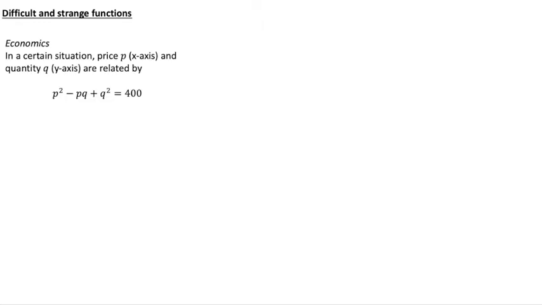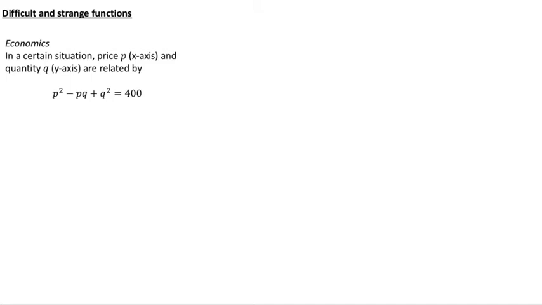Okay, we can also make some very difficult and strange functions using implicit functions. In economics, in certain situations, we might have that the price, which we give the label P for price, obviously, and quantity is Q, and you can see which axis these are going to be on in a moment. And they're related by this equation, p squared minus pq plus q squared equals 400. Now this isn't the place to go into the detail of that, but that's the sort of equation you might turn up in economics.